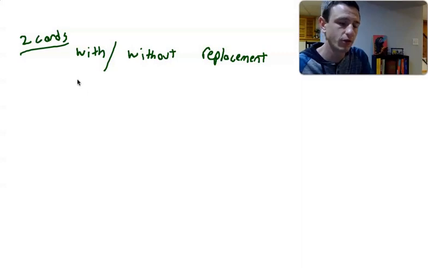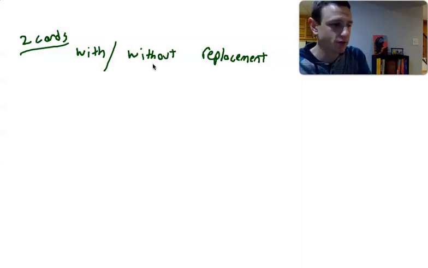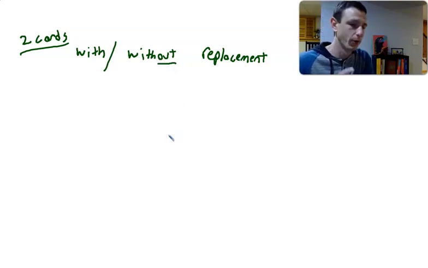Welcome to Kaiju Mathematics. Today I will be looking at the scenarios of pulling two cards with and without replacement. The difference between with and without replacement is 3 letters, and those 3 letters change everything about this experiment.